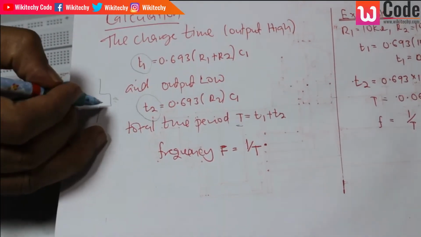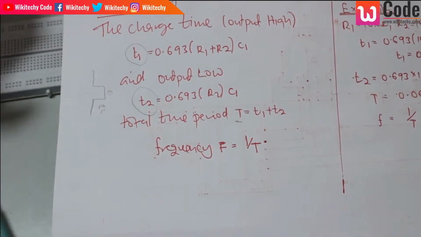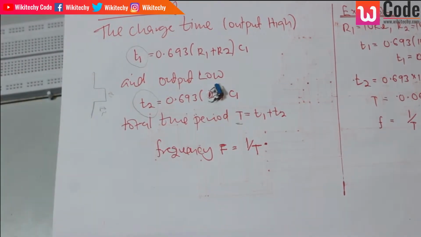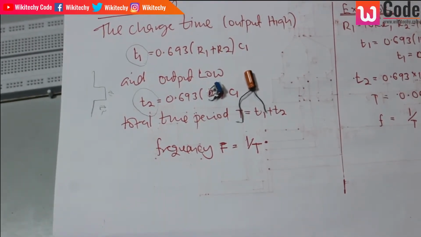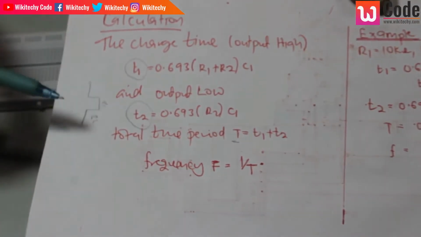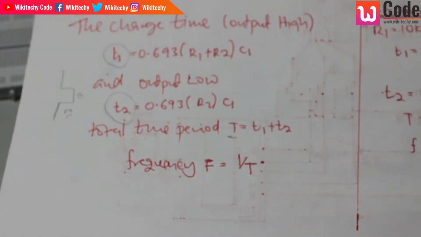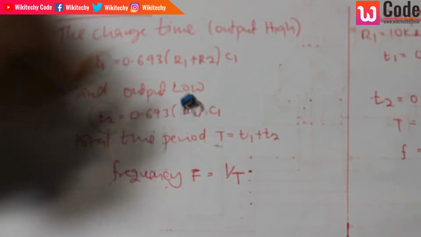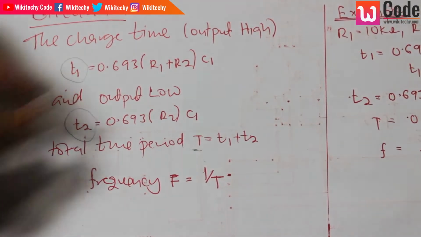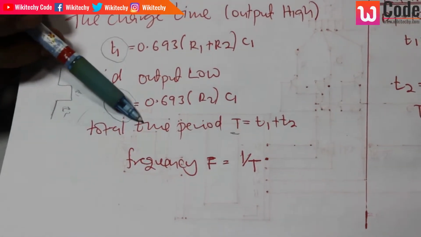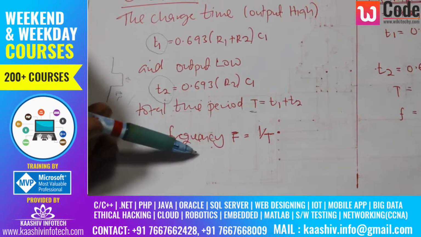Afterwards, for calculating the value of T2, I use this formula: 0.693 into R2 into C1. Here is your R2, and here is your capacitor C1. The values are 10 kilo ohm and 10 microfarad. The total time can be calculated from T is equal to T1 plus T2, and the frequency F is equal to 1 by T. This is the formula to work out the frequency.